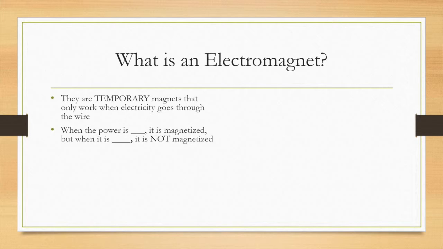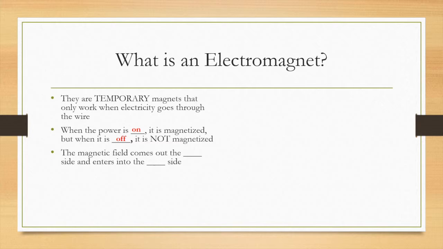Let's do some fill in the blank. When the power is blank, it is magnetized, but when it is blank, it is not magnetized. What do you think the answer is? In this case, when the power is on, it is magnetized, but when the power is off, the electromagnet is not magnetized.